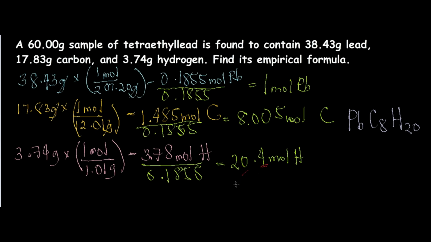So question, why didn't we multiply this by 2 since you have 0.4? We didn't multiply this by 2 because if you multiply them by 2, you will still get the same answer after you get the simplest ratio. So it will be like this: Pb2C16H40. Okay, so if you get the simplest ratio, you will still get the same answer, PbC8H20. So you don't really have to multiply this moles by 2.